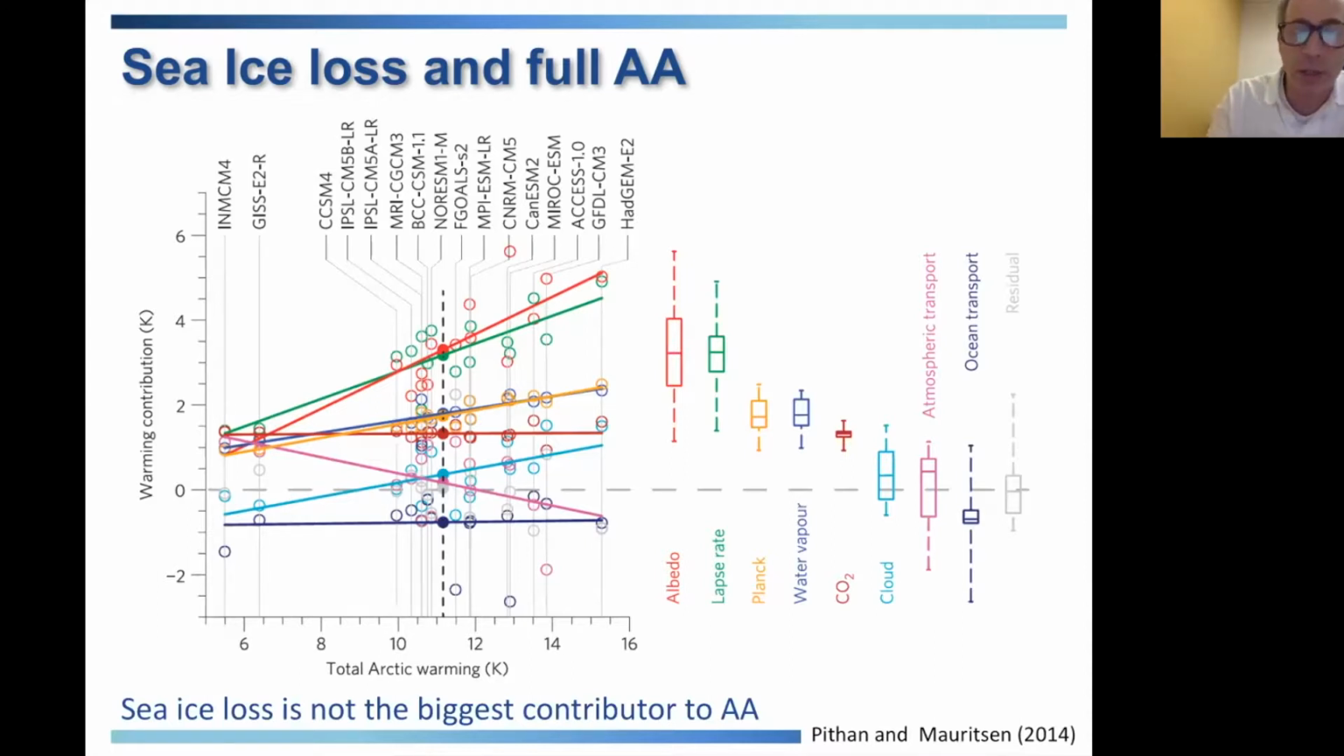Albedo wasn't the largest contributor to Arctic amplification, but rather changes in temperature and the lapse rate, and also advection from lower latitudes, the atmospheric transport and the ocean transport. It's a very busy plot, but I'm only trying to get across that there's very large uncertainty in what's causing Arctic amplification, and sea ice is actually not the biggest contributor to it.